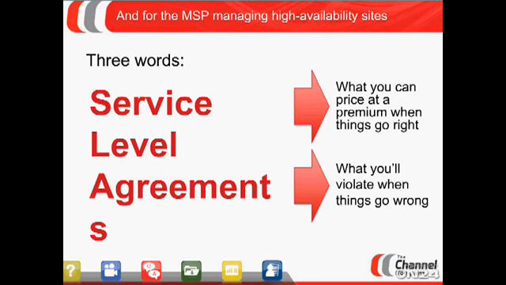So ultimately, the issue of recoverability and availability go hand in hand, and especially in the channel, this is the sort of thing that can make or break a business. If you are managing sites and your clients have put their trust in you to make this happen, then the last thing you need is an inability to bring their sites back should something go wrong.